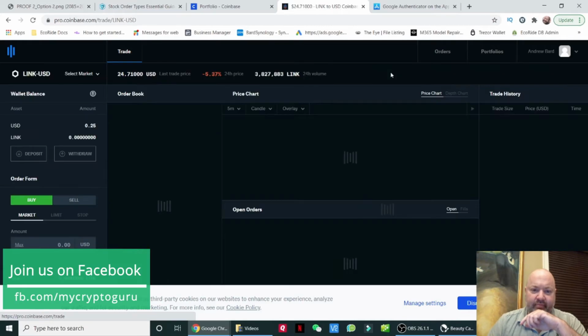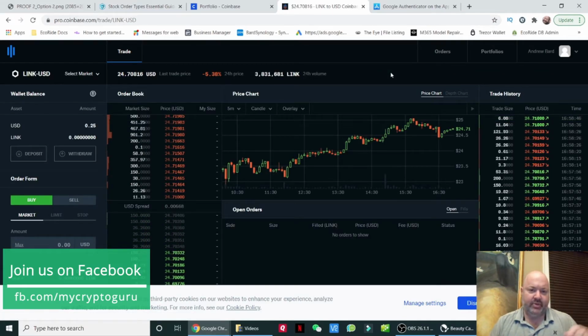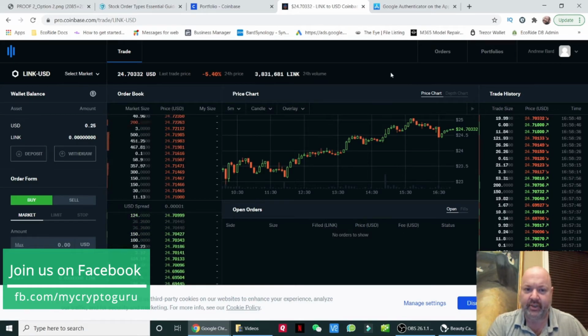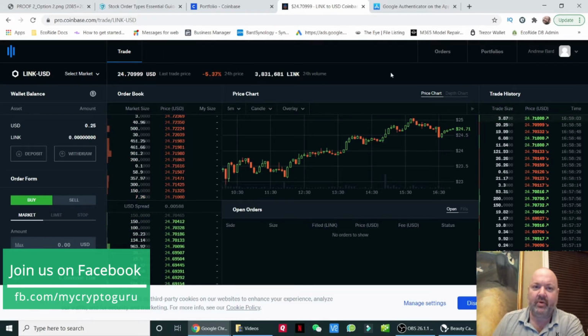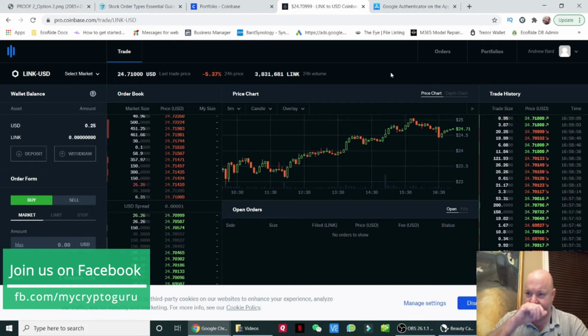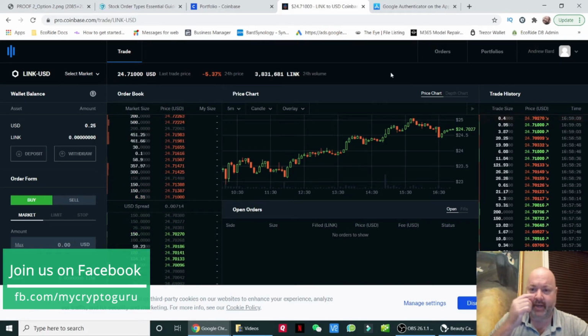Now keep in mind, your ID, password, and two-factor authentication will work for Coinbase and Coinbase Pro. It's one of the reasons I like to start people here. If you set up two-factor authentication on Coinbase, it automatically becomes your two-factor authentication for Coinbase Pro. You don't have to set up another one. So we've already got two-factor authentication up on this account right here.